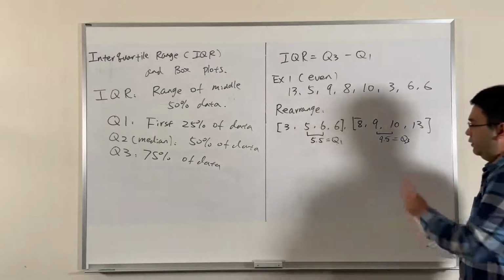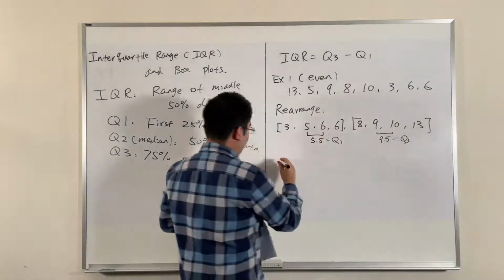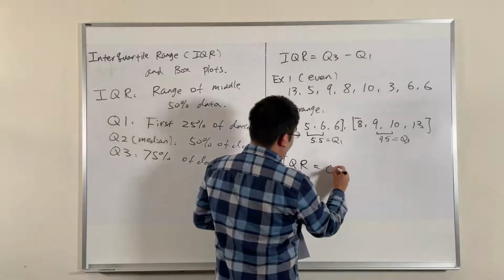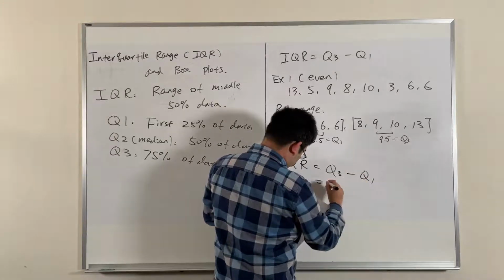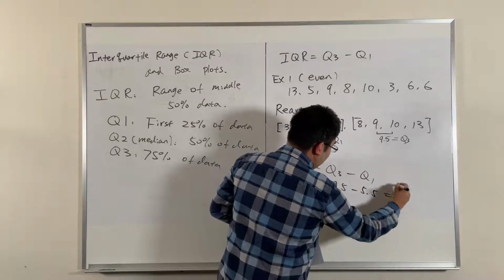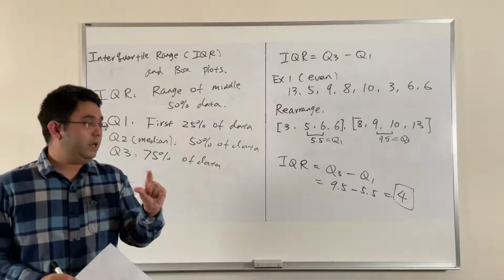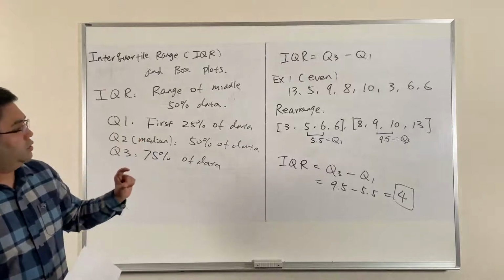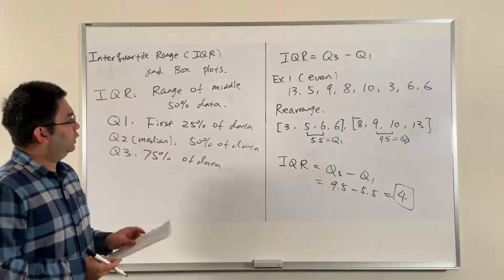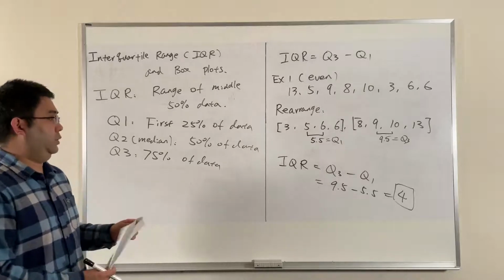Now, since we have Q1 and Q3, it's easy to do the next step. IQR, interquartile range, equals Q3 minus Q1, which equals 9.5 minus 5.5, which equals 4. So in this data set, the range of the middle 50% of the data, or your interquartile range, IQR, is 4, right? So 4 is the answer here. Good. Next, we're going to do an example with an odd number of data points.